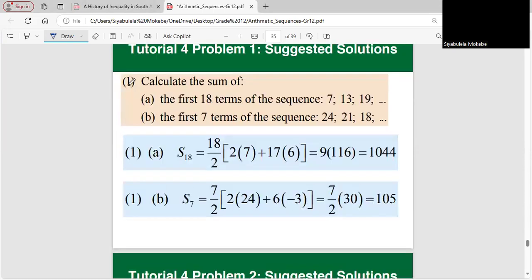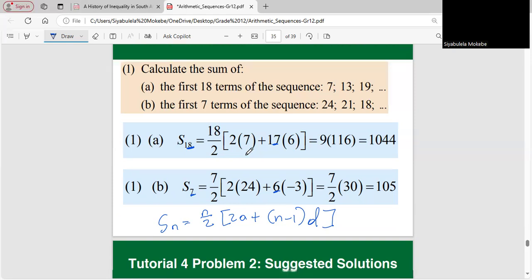Okay, so calculate the sum of the first 18 terms of the sequence. This is very straightforward. You just have to use your formula, and if you use your formula, you should get the answer. Because you're not given the last term, the formula that you're going to use for this one is n over 2 times (2a plus (n minus 1)d). Notice that the common difference is multiplied by 6. That is going to give you your answer there.